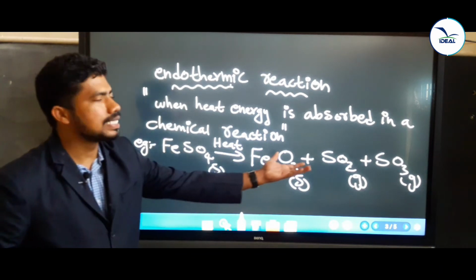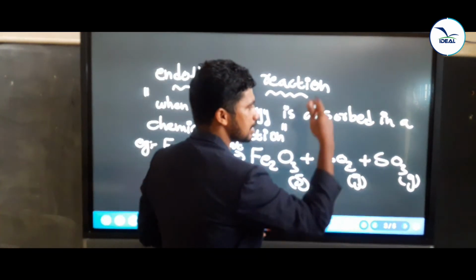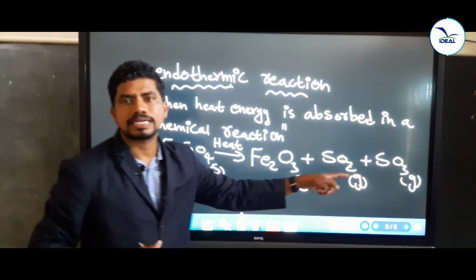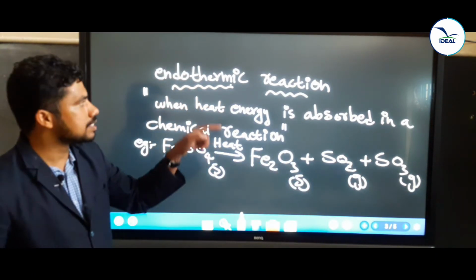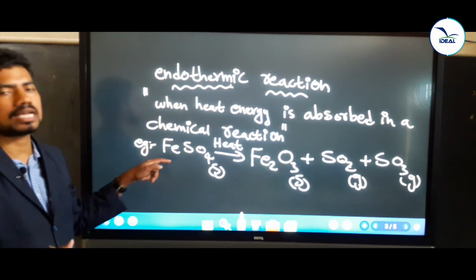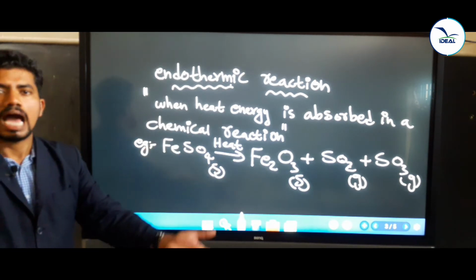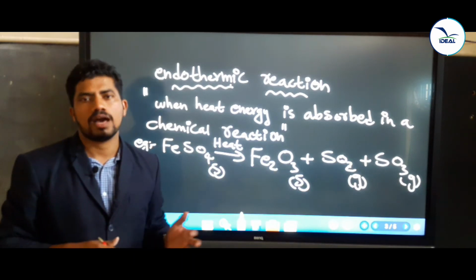Can you see 3 products? The ferric oxide, sulfur dioxide, as well as sulfur trioxide. This is a thermal decomposition reaction. It is also known as endothermic reaction, because in this chemical reaction, heat energy is absorbed.